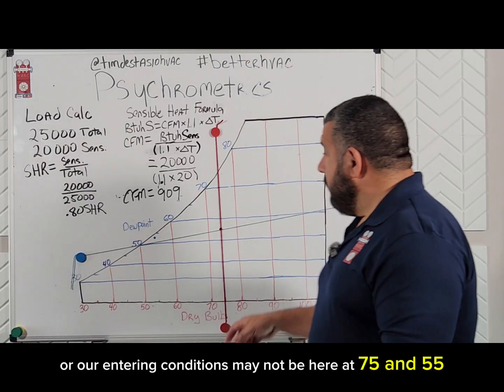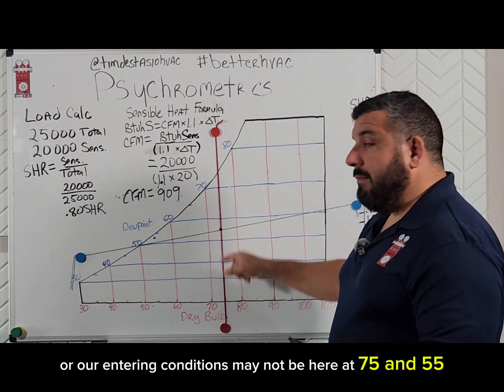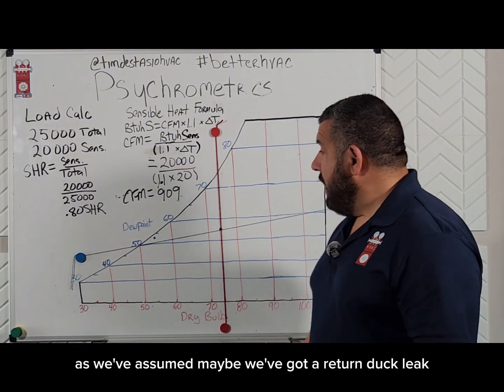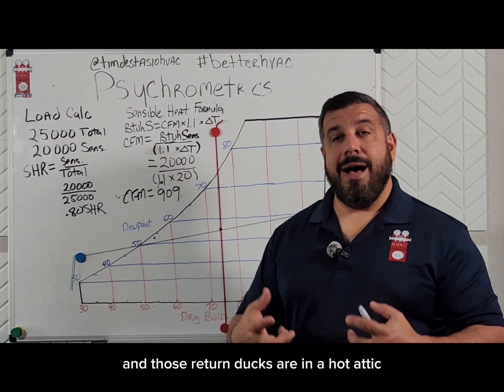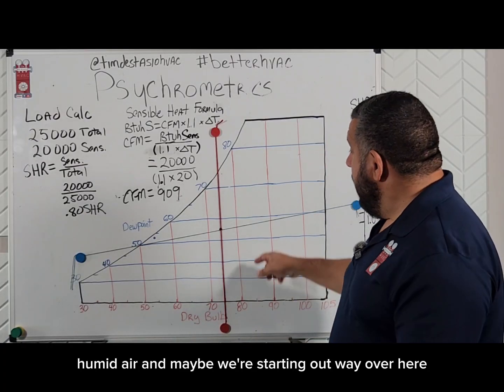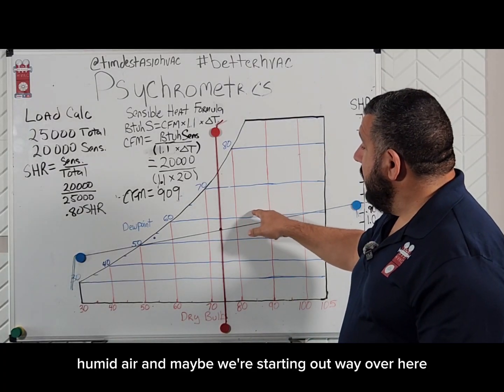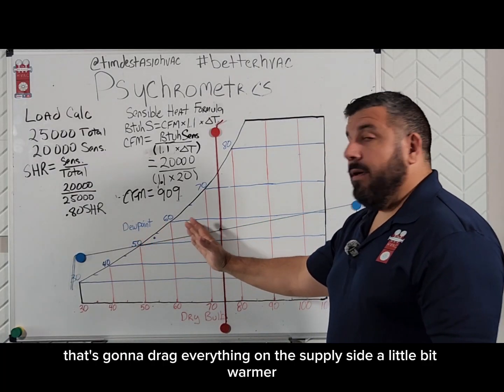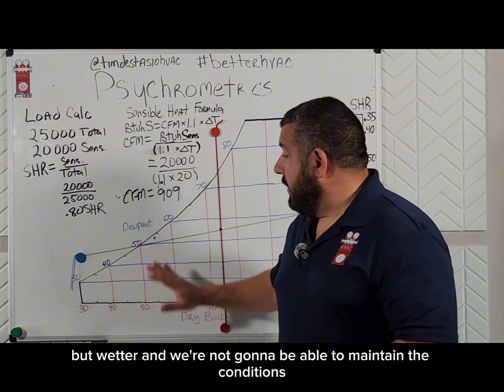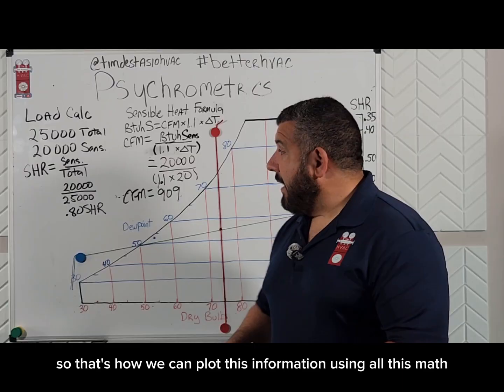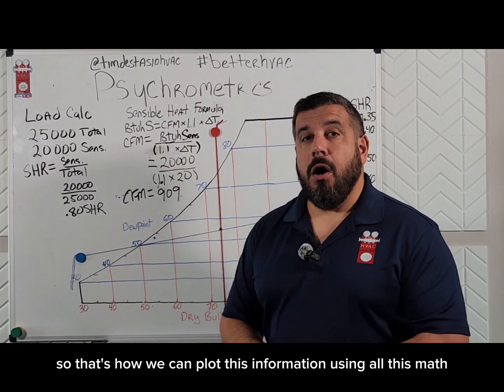Or our entering conditions may not be here at 75 and 55 as we've assumed. Maybe we've got a return duct leak, and those return ducts are in a hot attic. We're pulling in hot, humid air, and maybe we're starting out way over here. Well, that's going to drag everything on the supply side a little bit warmer, a little bit wetter, and we're not going to be able to maintain the conditions that a room needs to. So that's how we can plot this information using all this math.